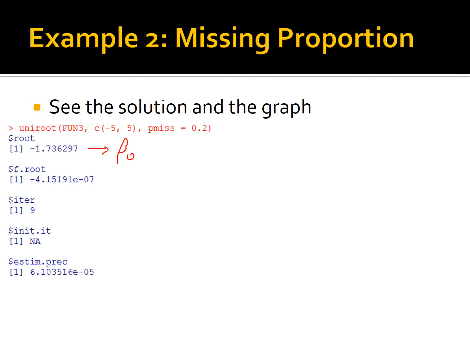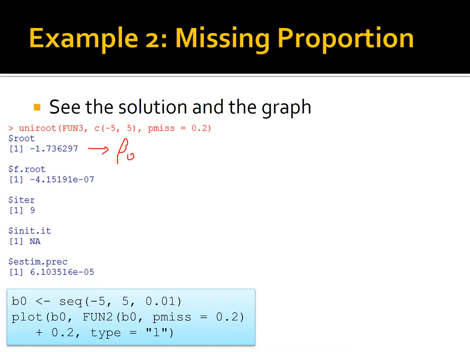and we can plot the graph such that the intercept is from negative 5 to positive 5 with a step size of 0.01, and then the y-axis is b0, and I put the proportion missing of 0.2, and don't forget to add 0.2 back, such that this one will provide the expected value of 0 if b0 equals negative 1.73. So we put 0.2 back such that y represents the proportion of missing.